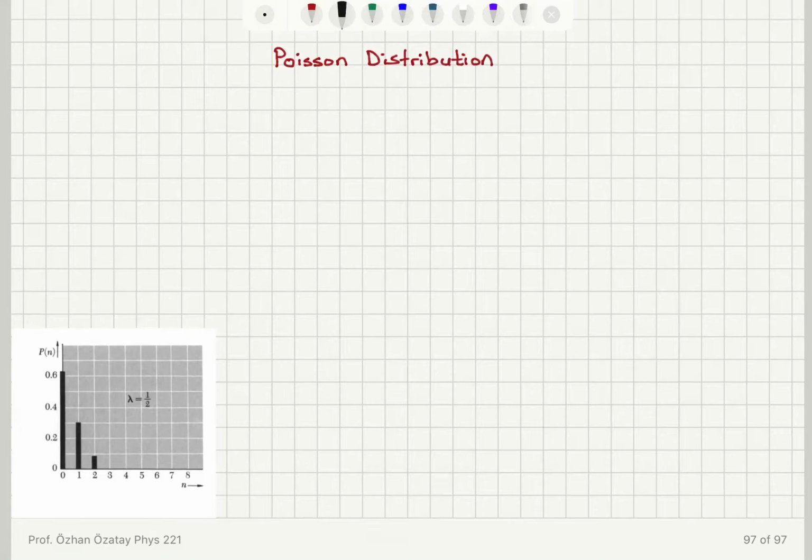We will now look at the binomial distribution in a different limit, in the limit where we have the probability p being small. Okay, so let's recall the binomial distribution. So let's consider, to start with, the binomial distribution.